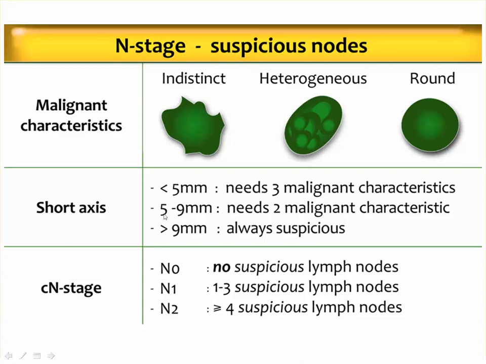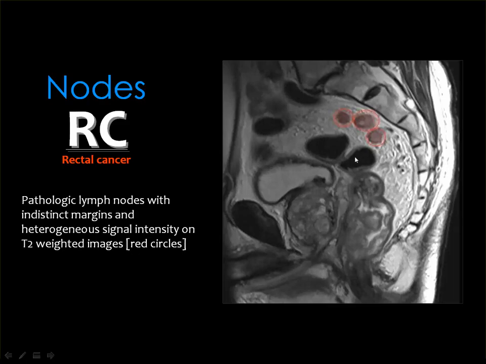If the short axis is from 5 to 9 millimeters, then you need only two malignant criteria, like this and this, or this and this. If the short axis is more than 9 millimeters, you may consider it malignant. The nodal staging: if there is no node, this is N0. N1, there are 1 to 3 suspicious lymph nodes. N2, more than 4 suspicious lymph nodes. Then you see here in the presacral area, multiple suspicious lymph nodes.